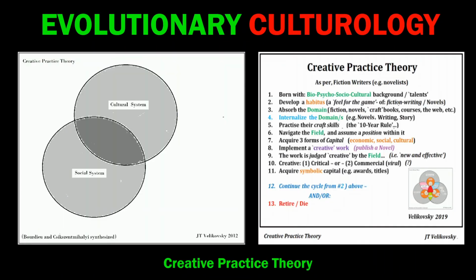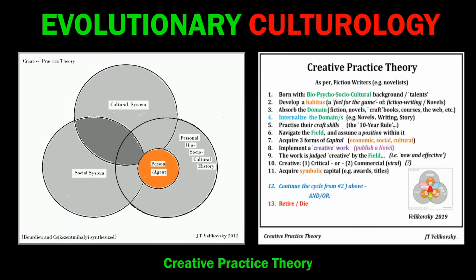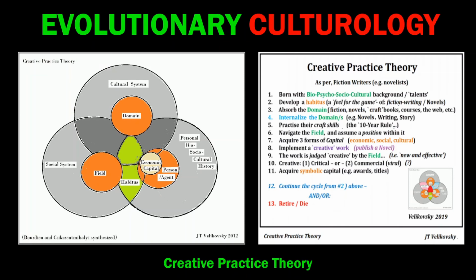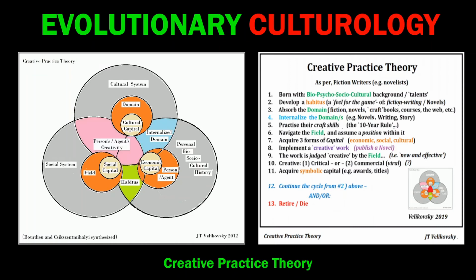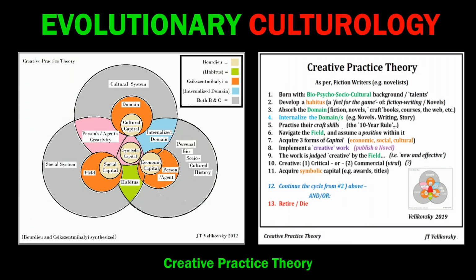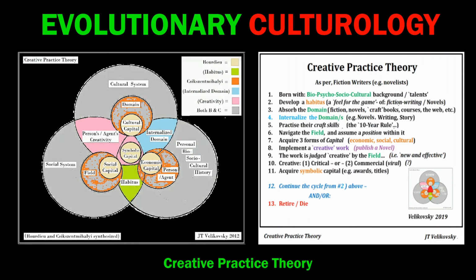And there's also this 12-step algorithm, creative practice theory. So you have a person or agent born into a biosociocultural environment. They develop a habitus or feel for the game in Bourdieu's terms and get access to economic capital, navigate the field and the domain. If they internalize a cultural domain, they amass cultural capital and social capital by navigating the field. They may create an artifact that is judged creative by the field, and they may acquire symbolic capital or awards and recognition. So this is combining Csikszentmihalyi and Bourdieu's theories of cultural production.